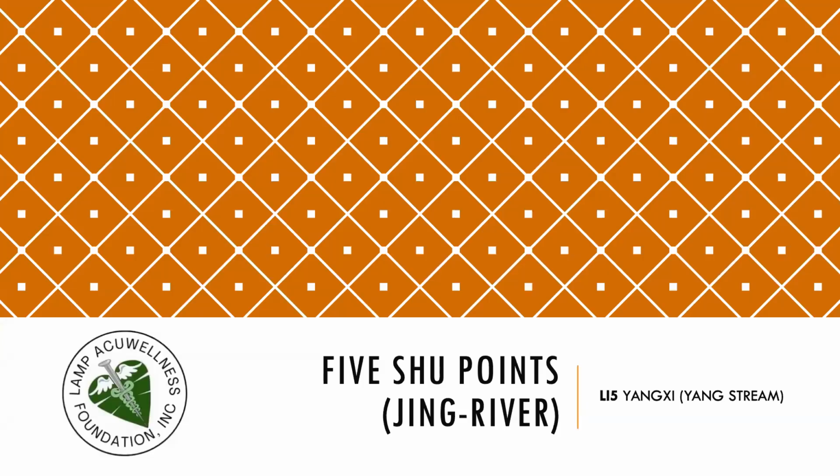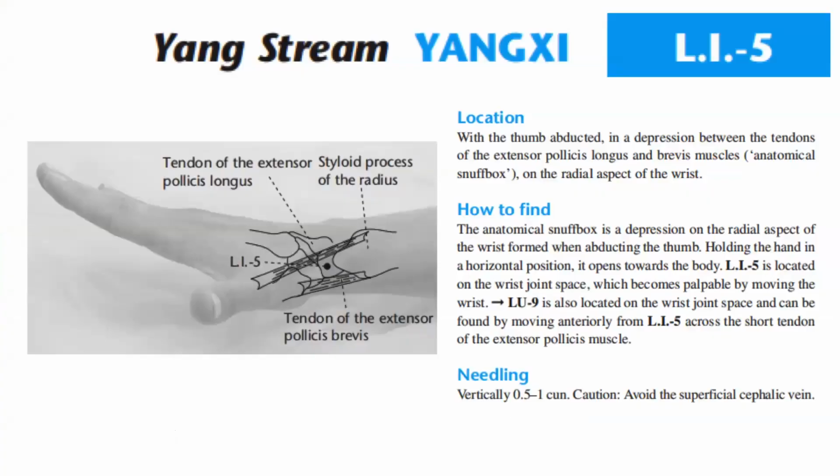Now let's talk about Large Intestine 5, Yangxi, Yang Stream, a Jing River point. LI5 is located with the thumb abducted, in a depression between the tendons of the extensor pollicis longus and brevis muscles, the anatomical snuff box on the radial aspect of the wrist. How to find: the anatomical snuff box is a depression on the radial aspect of the wrist formed when abducting the thumb. Holding the hand in a horizontal position, it opens towards the body.